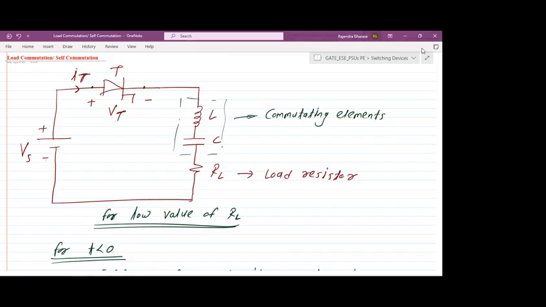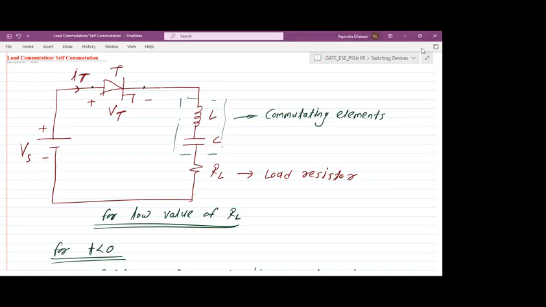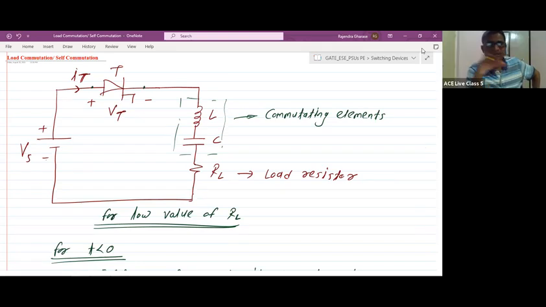So, sir, what is the difference then? TC is exactly the circuit turn off time. And TQ is for the turn off of SCR, for turning off SCR, the TQ value. But I'm not able to understand this difference between TQ and TC. Okay, just a minute.